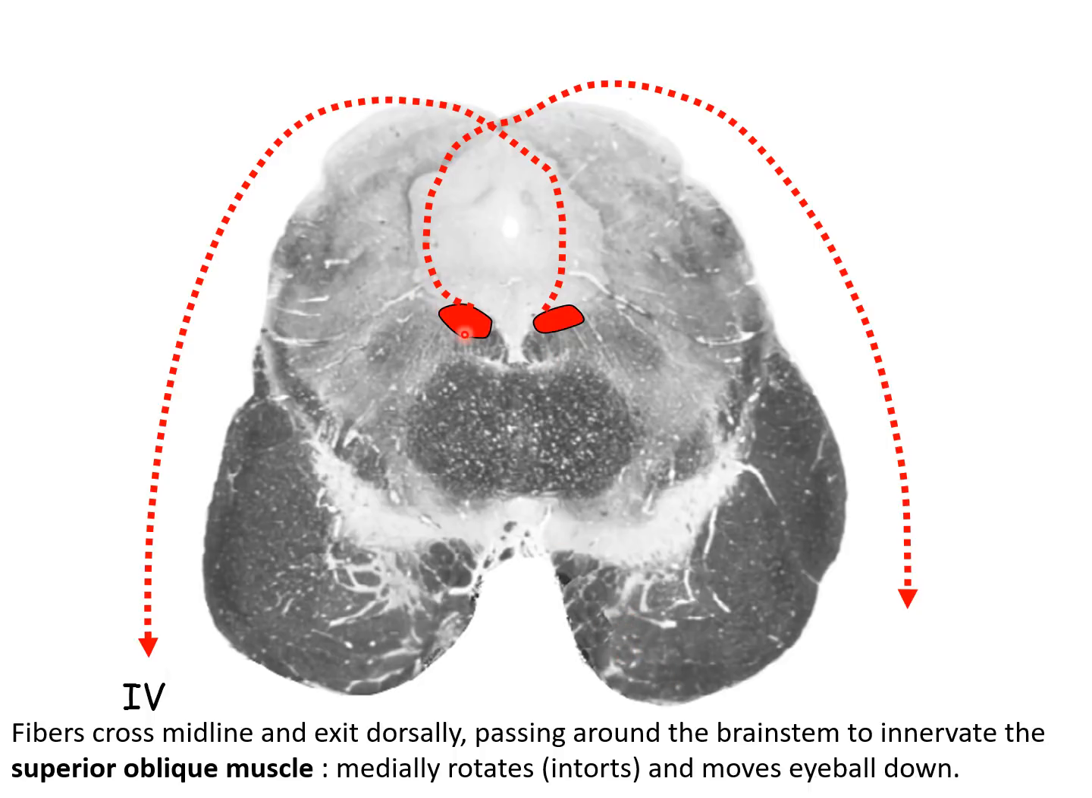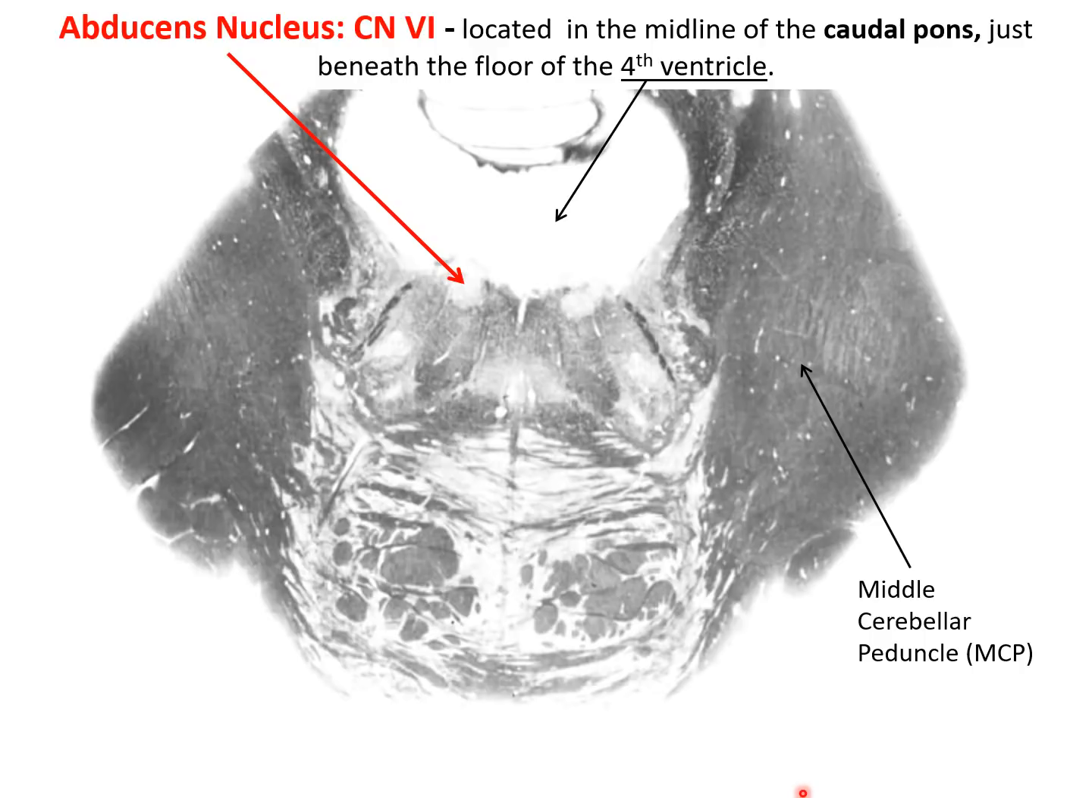If we look at the pathway for cranial nerve 4, we see that it leaves these cranial nerve nuclei and then it goes dorsally and crosses over to the other side. And it moves the eyeball, it rotates it and moves downward.